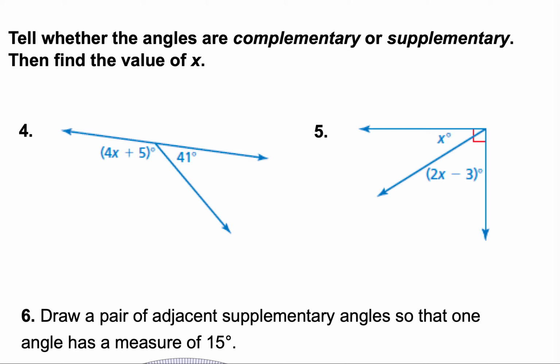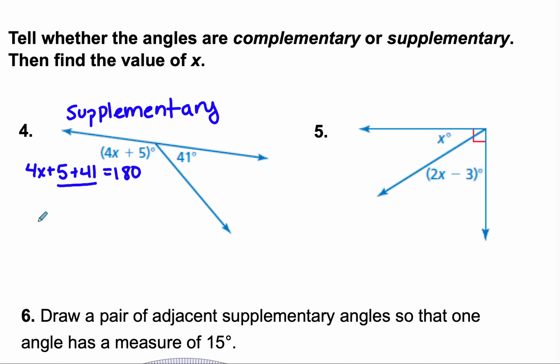Number 4 and 5 tell whether the angles are complementary or supplementary and then find the angle of x. Okay, number 4 is a straight line. It is going to be supplementary angles. That means they're going to add to equal 180 degrees. So we're going to write and solve an equation to equal 180 degrees. 4x plus 5 plus 41 equals 180.